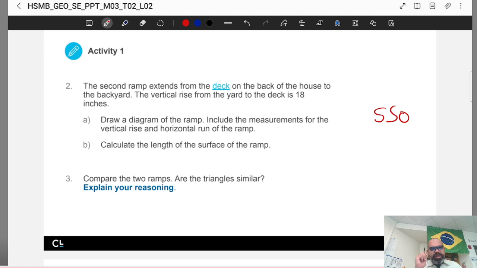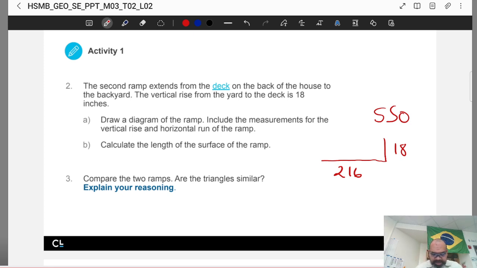I think everybody's back here with me. Let me explain right now. Draw a diagram of the ramp, include the measurements for the vertical rise and run. Attention here, to get 18 inches up, 18 up, I need to multiply by 12. What is the length? 216. Great. To have the ramp in the ratio given, as you calculate here, we can go over. B is the same thing. Calculate the length of the surface of the ramp: 18 times 12, 216.